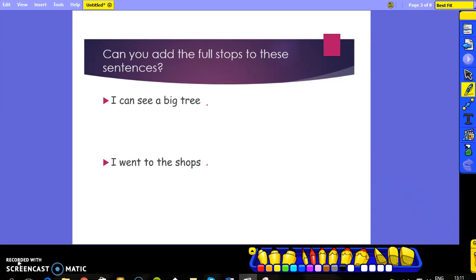So in the first sentence, I can see a big tree. The full stop would go after the word tree. In the second sentence, I went to the shops. The full stop would go after the word shops. Well done if you got it right.